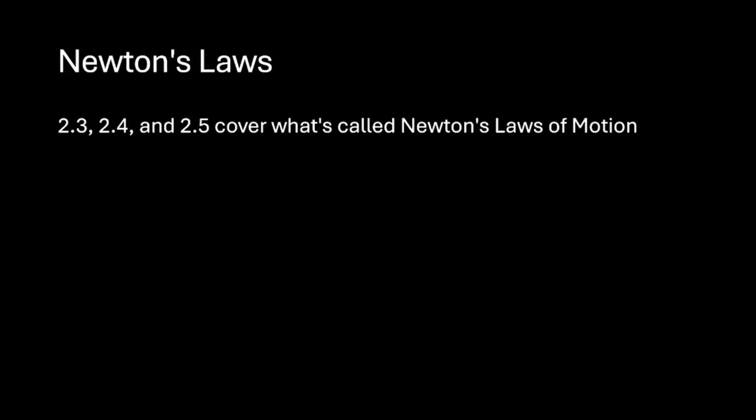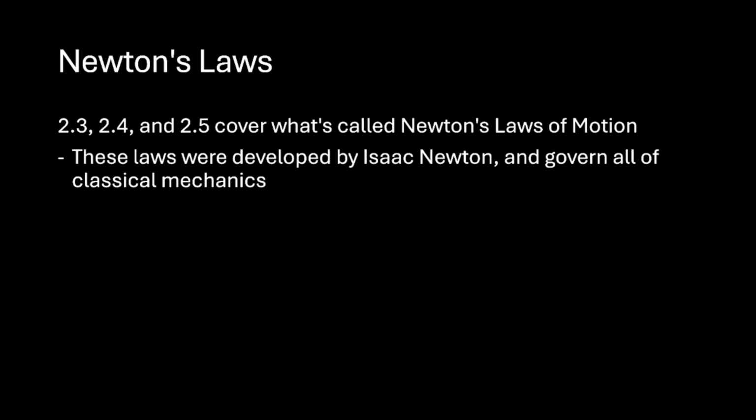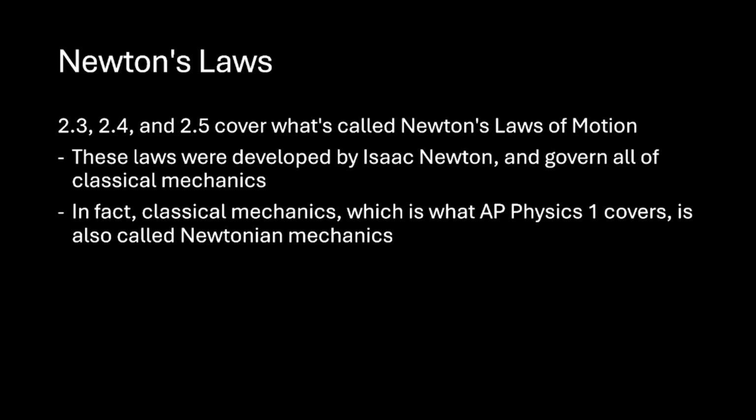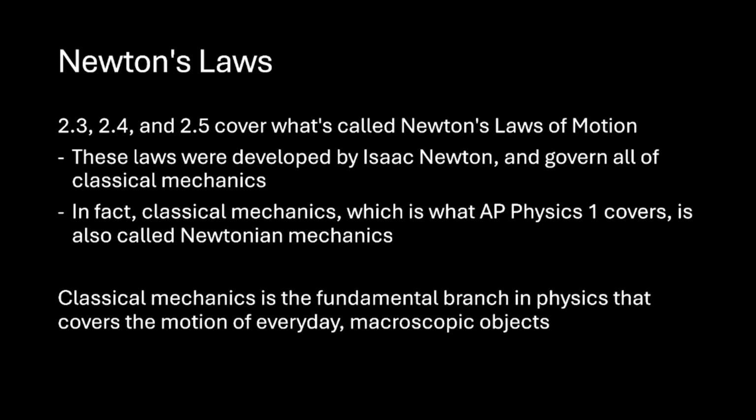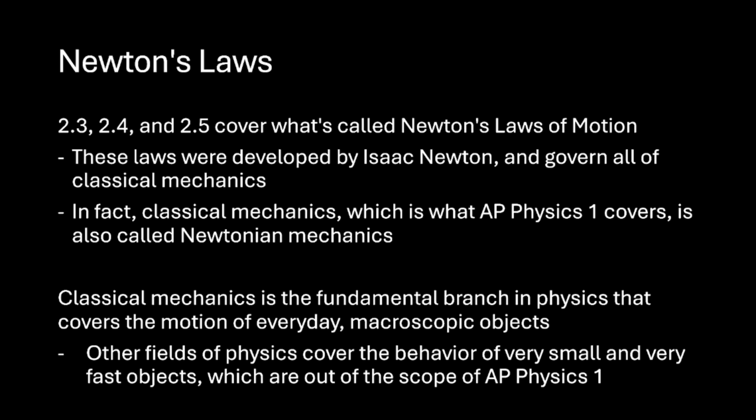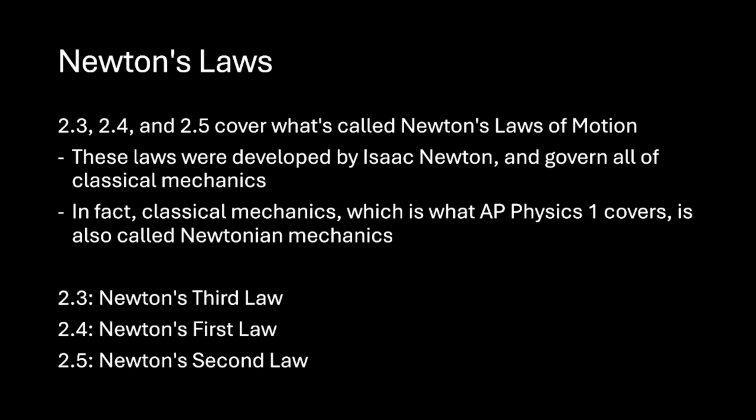Before we get started, let's first discuss what Newton's laws of motion are. Topics 2.3, 2.4, and 2.5 in Unit 2 cover Newton's laws of motion. These laws govern all of classical mechanics. In fact, classical mechanics, which is AP Physics 1, is also called Newtonian mechanics. So 2.3 will be Newton's third law, 2.4 will be Newton's first law, then 2.5 will be Newton's second law. It's kind of out of order, but it'll make sense why it's in this order eventually.